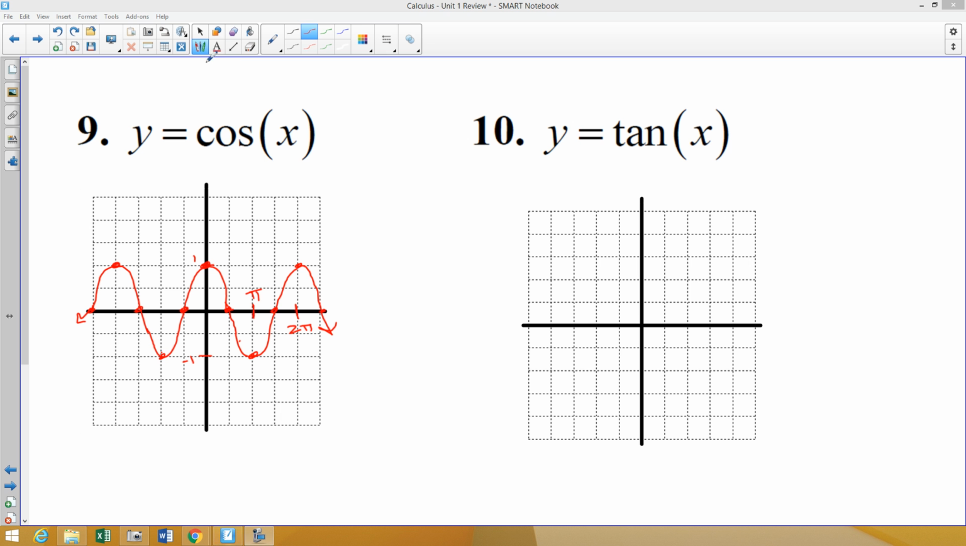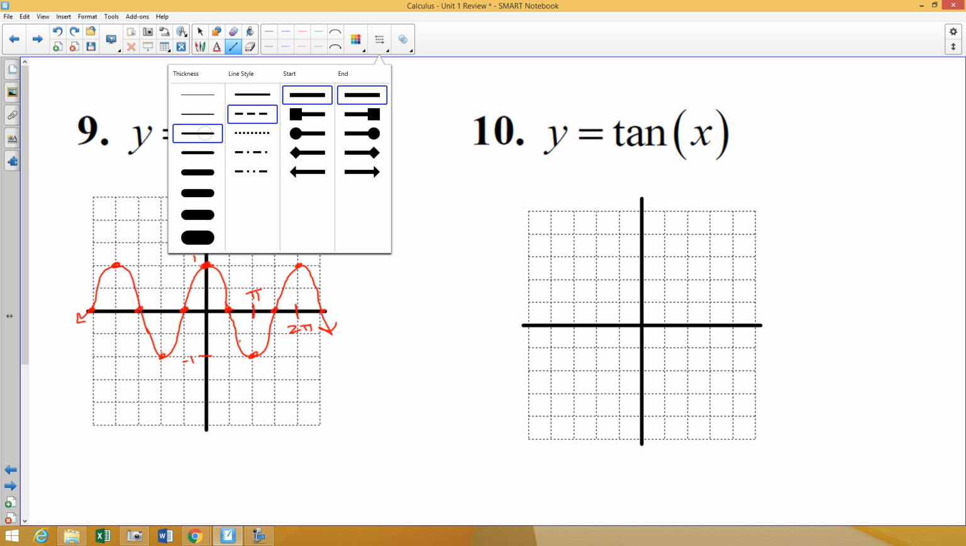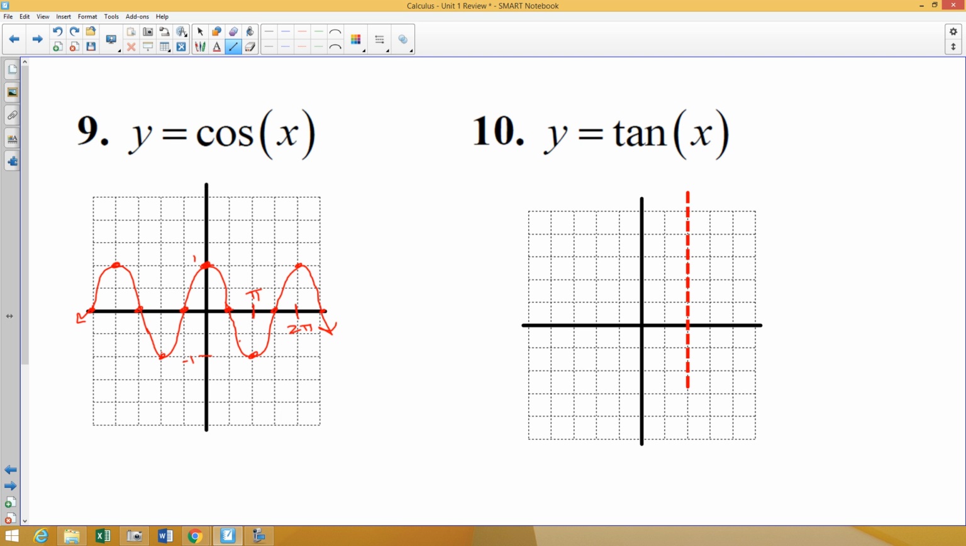Tangent x, again, we're going to have to reestablish the scale on the x-axis. I am interested in the asymptotes here and here, and actually the way I've done that, my next asymptote would be over here off the grid a little bit. And your asymptotes for tangent x occur at x equals pi over 2 and x equals -pi over 2. And then it comes up, hits the origin right there.